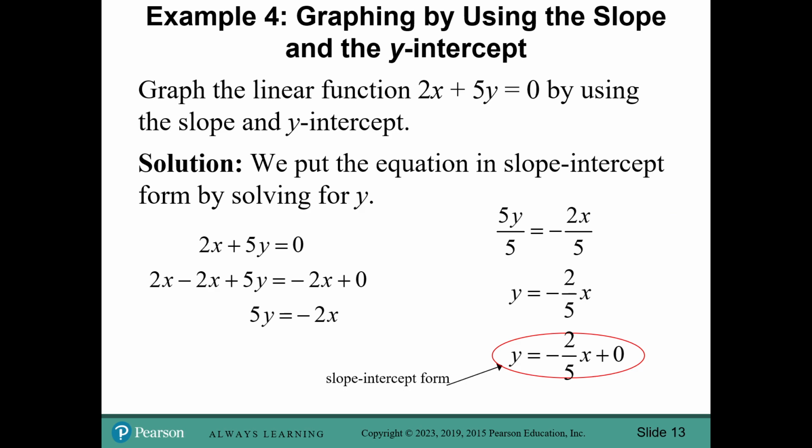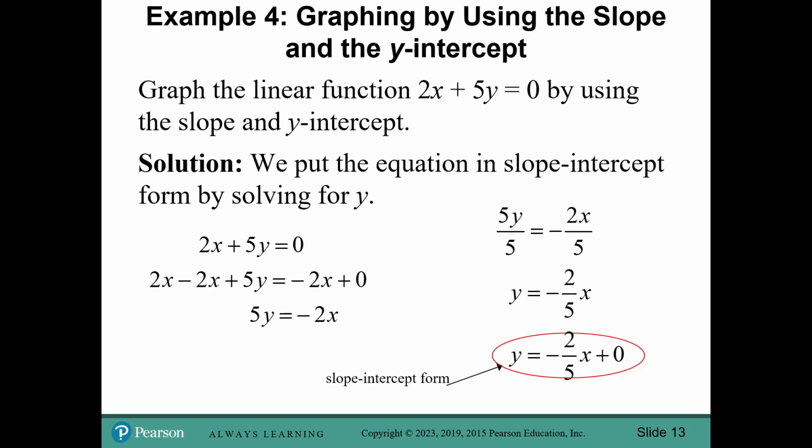Let's graph the linear function 2x plus 5y using the slope and y-intercept. Now, originally, when we started this lecture, we used our x-intercept and y-intercept to graph an equation that was put in this standard form. But here we want to use the slope-intercept method. In order to do that, it needs to be in slope-intercept form. So what we have to do is solve for our y variable here.